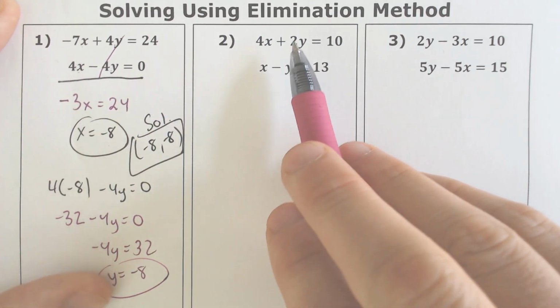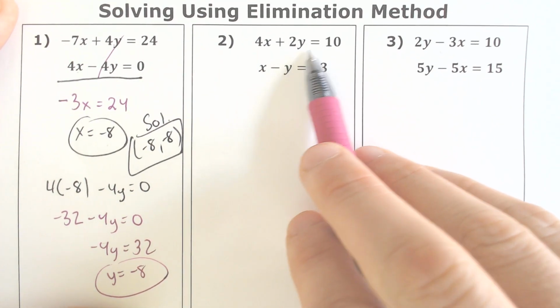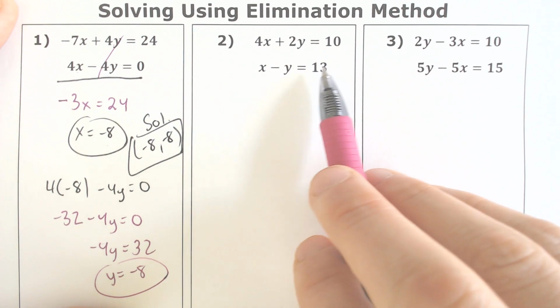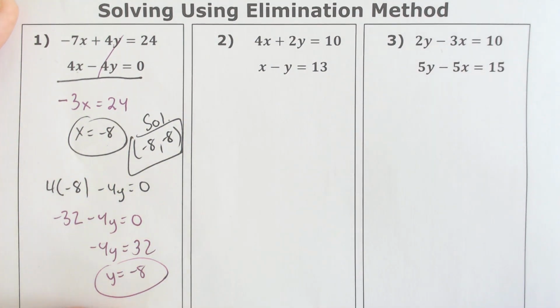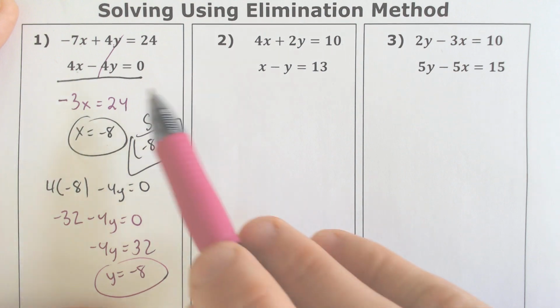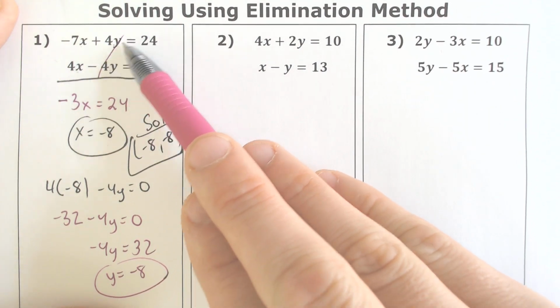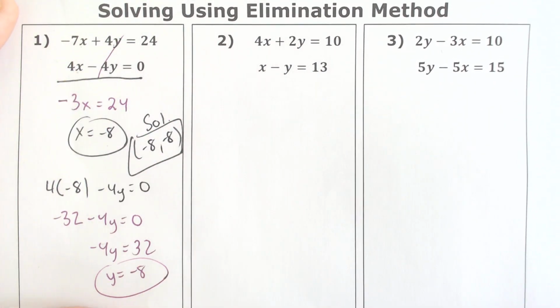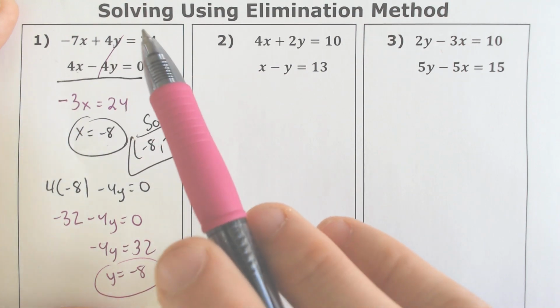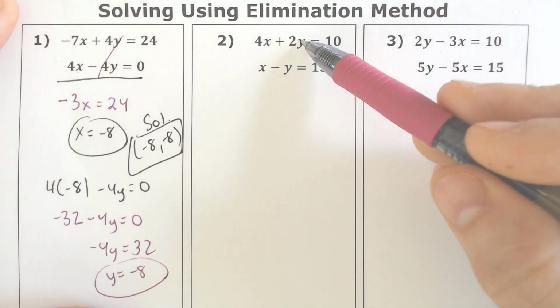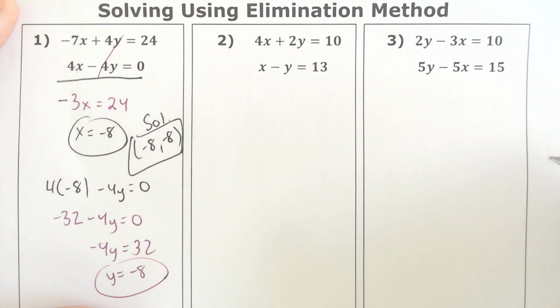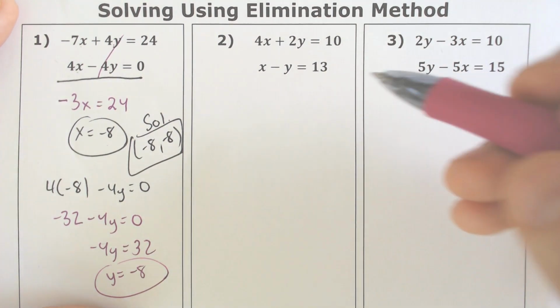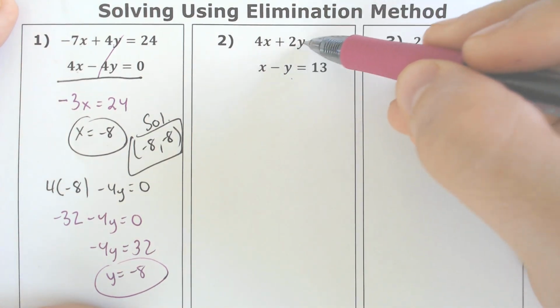Next one, we got 4x plus 2y equals 10, and x minus y is equal to 13. You have two options for how to eliminate. In order to eliminate, you need to have the same value for the y's or the x's, and they need to be opposite signs. So this 2y and that negative y are already opposite signs, so I'm going to choose to eliminate the y's.